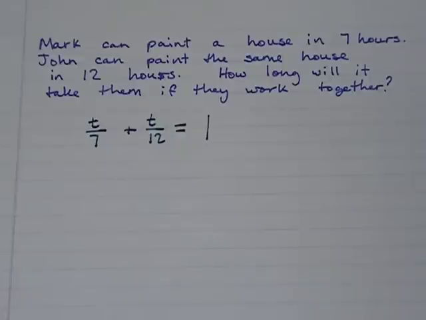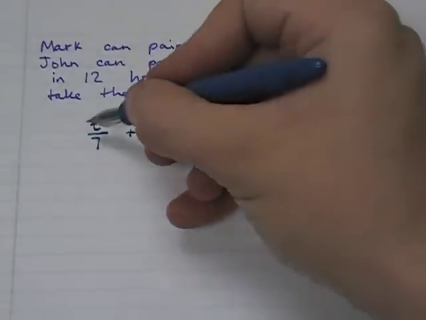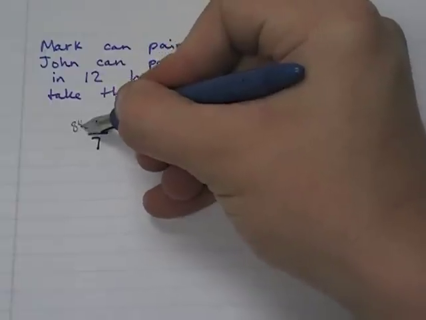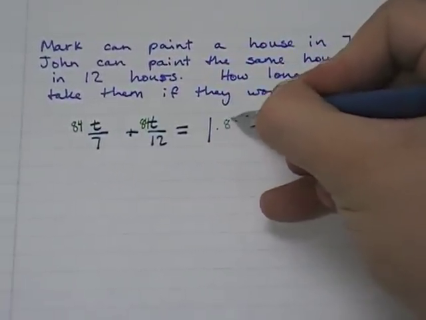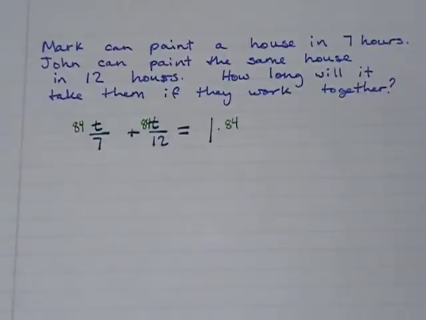Well, the least common denominator in this case is 84. And no, I'm not a genius and just magically come up with that, but it's 7 times 12. 7 times 12 is 84. So I'm going to multiply each and every fraction or every part of the equation by 84.